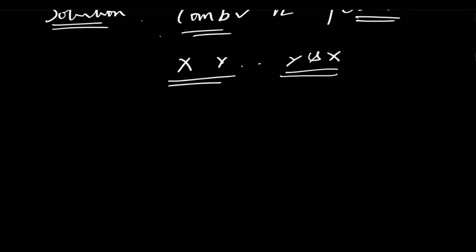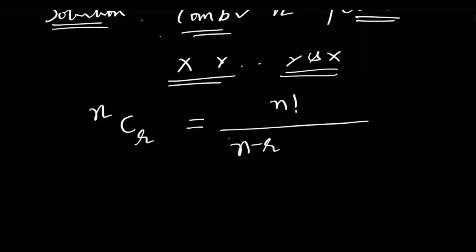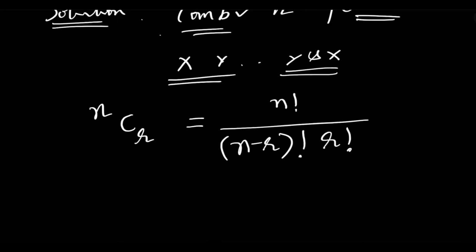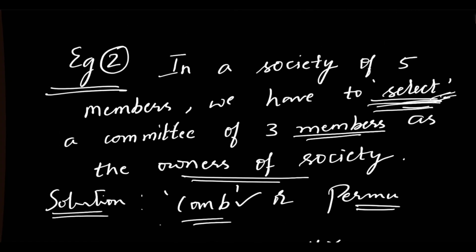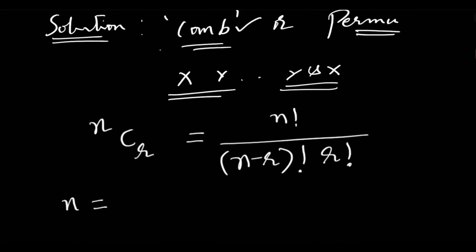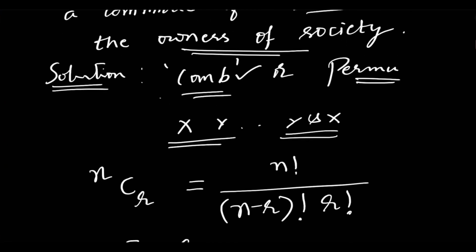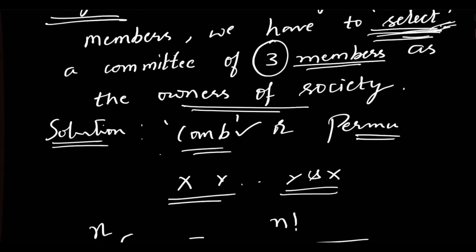Now let us consider the nCr formula. What is nCr equal to? nCr is equal to n factorial divided by n minus r, the whole factorial, into r factorial. What is n here? n is the number of different items. In this problem it is 5 members, so n is equal to 5. And r is the number of members in each committee, which is 3. So r is equal to 3.